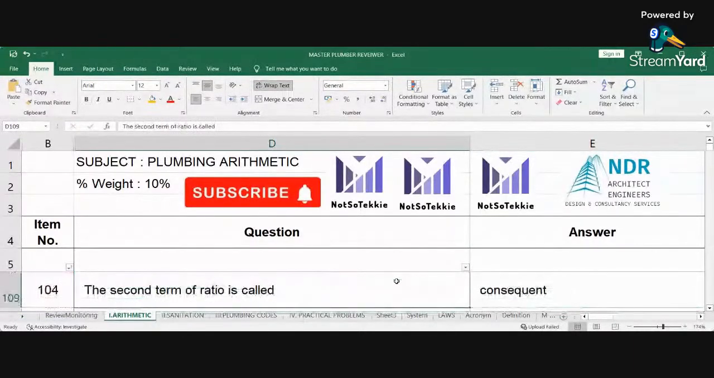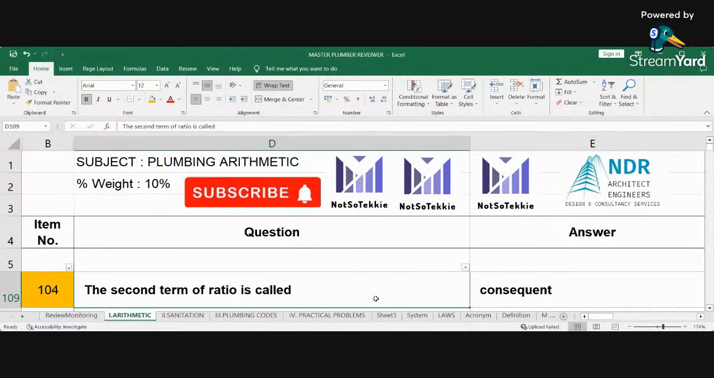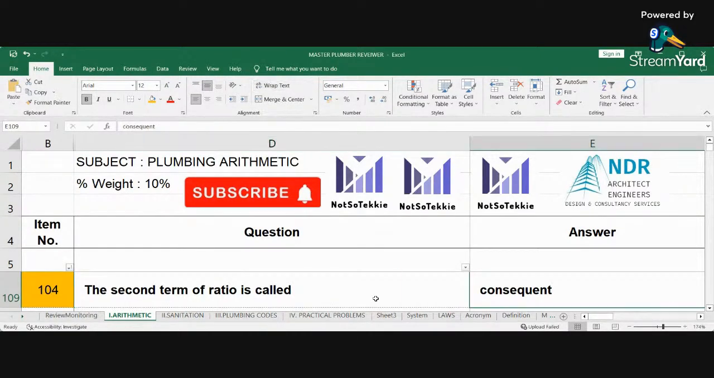104. The second term of a ratio is called consequent. Answer is consequent. Second term of a ratio is called consequent.